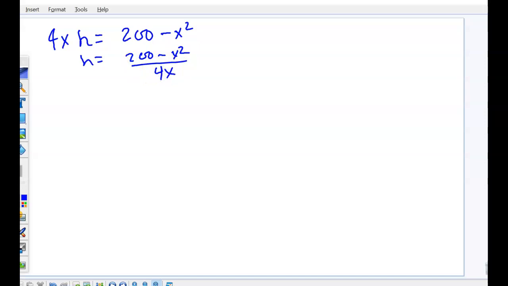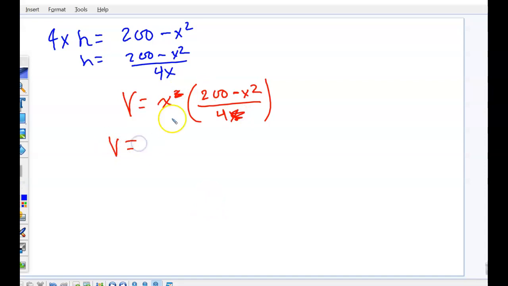So now my volume is going to equal x squared times (200 minus x squared) over 4x. I just substituted the (200 minus x squared) over 4x in for h. Now I'm going to simplify a little bit because this x will cancel out with one of those. And if I distribute, I'm going to get 200x minus x cubed, all over 4. And I can factor that as a 1/4 out front. So now I have my volume in terms of x.